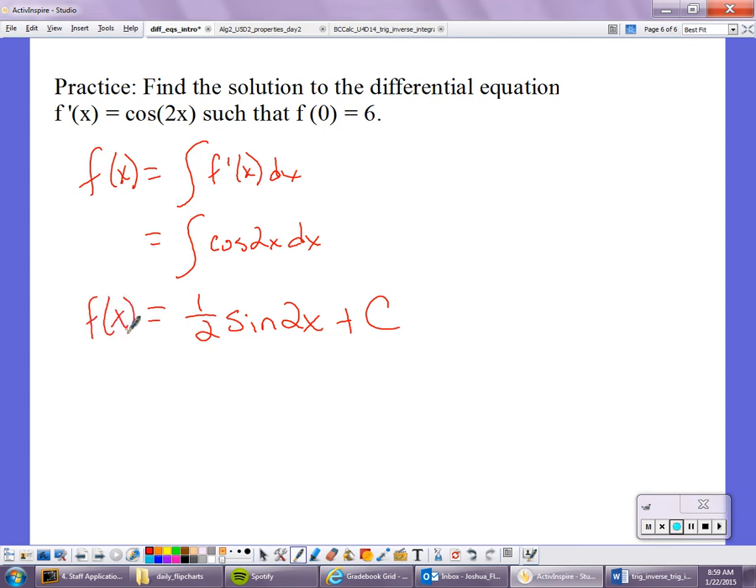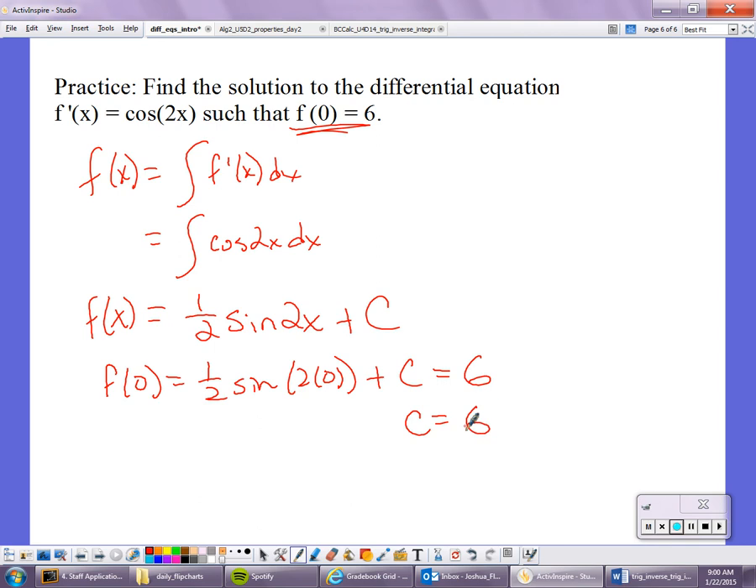Again, now we have the general solution. We have a family of functions, f of x. We want the particular one that satisfies this condition. So we're going to say f of 0 equals 1/2 sine 2 times 0 plus c, and we're told that equals 6. Well, sine of 0 is 0, so this whole thing becomes 0, and we just end up with c equals 6.